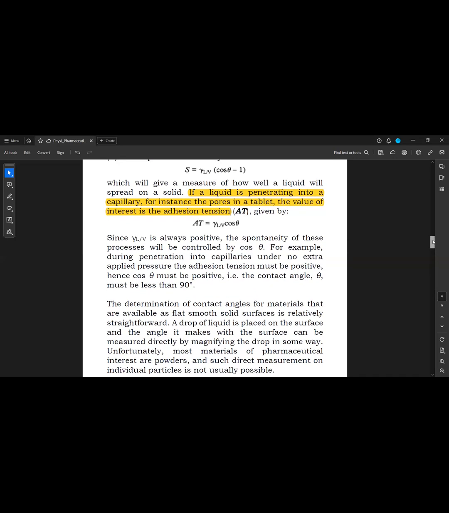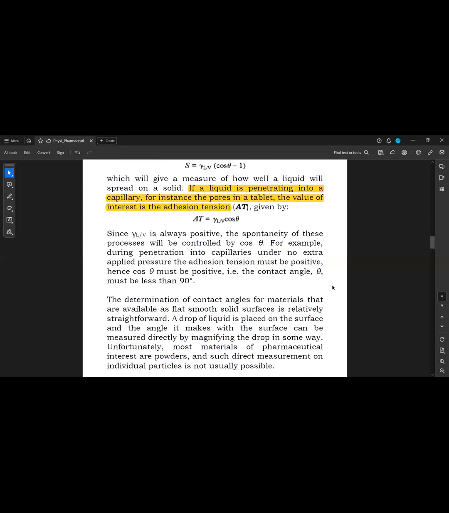Since the surface tension γ_LV is always positive, the spontaneity of these processes will be controlled by the cos θ, which is the contact angle. For example, during penetration into capillaries under no extra applied pressure, the adhesion tension must be positive. Hence, cos θ must be positive. Remember when I said that if the adhesion tension is positive, it means the forces between the liquid and the solid, the adhesive forces, are stronger. In the morning, I was explaining that if the adhesive forces are stronger when you're pouring one liquid over another, there's going to be a film formed.